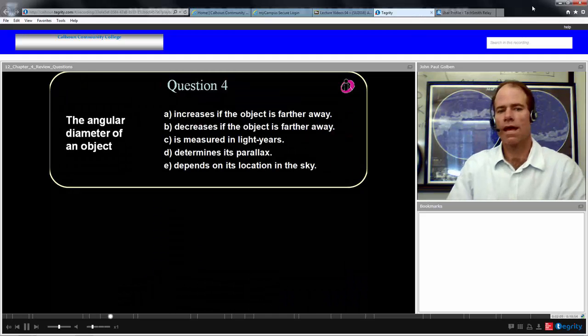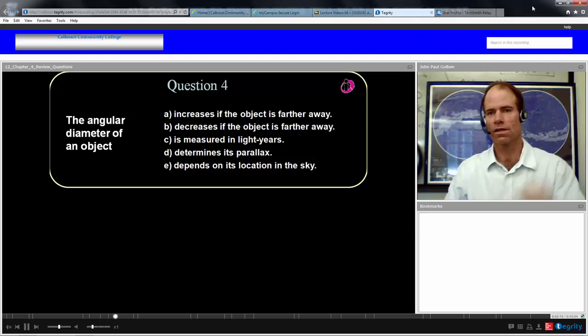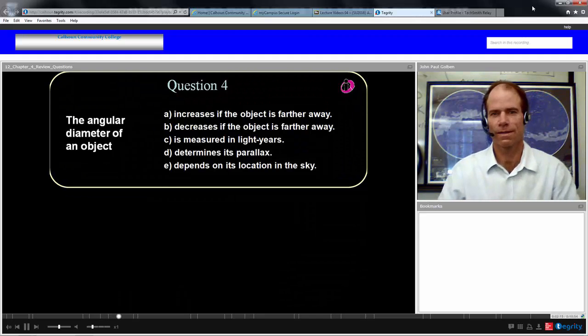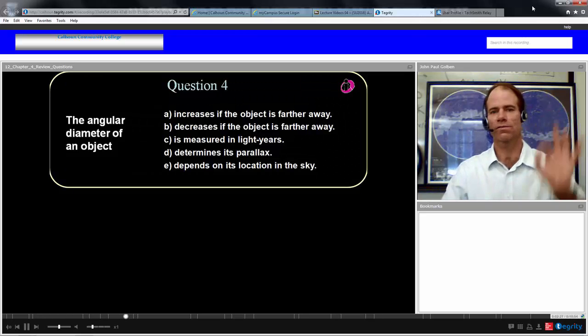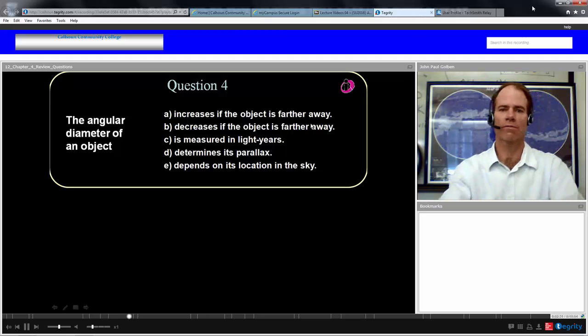The angular diameter of an object, well, Jupiter looks pretty small if you look at it. So, just by looking at it through a telescope, you wouldn't really know, unless you had other information, how big it actually was. And the problem is it's because it's so far away. As it gets so far away, its angular diameter gets smaller. So the angular diameter will decrease if the object is further away.